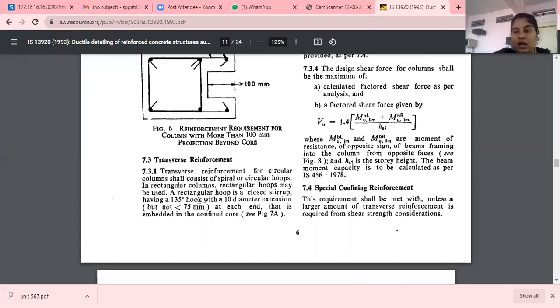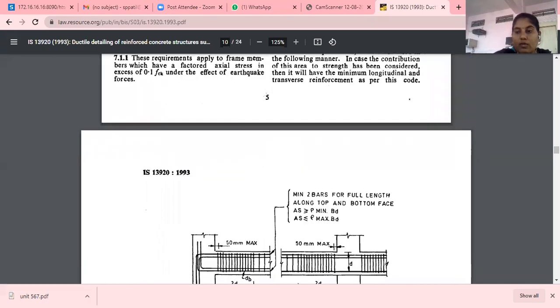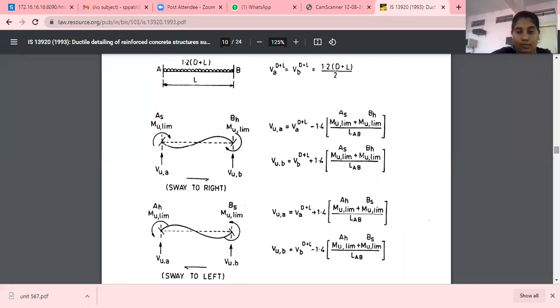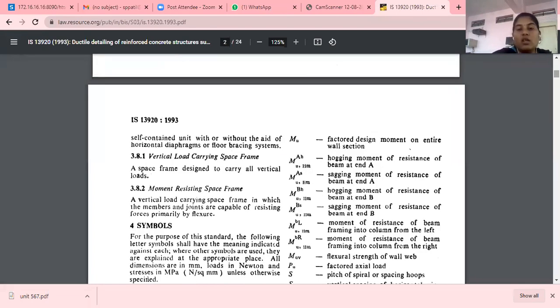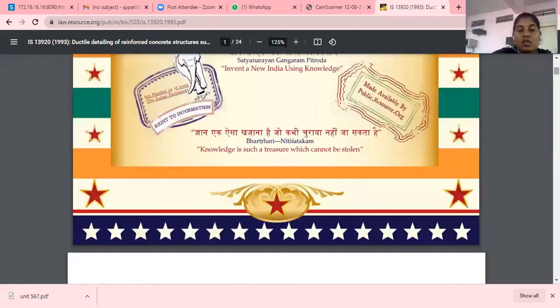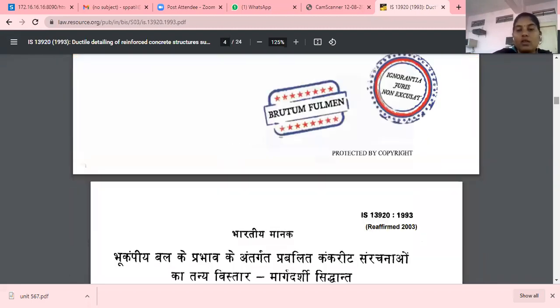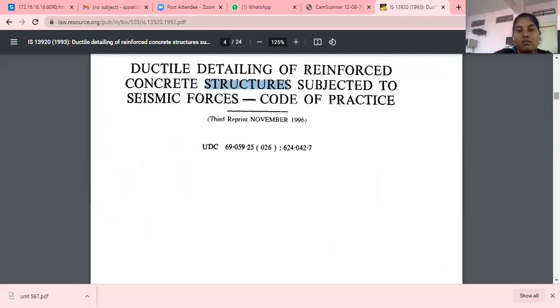So these are the factors that will be helpful for us in understanding the building as an earthquake resistant building, and in achieving the building with ductile detailing of RCC members. I hope all of you have understood, and you will go through this IS code for understanding these concepts about the ductile detailing of RCC members.